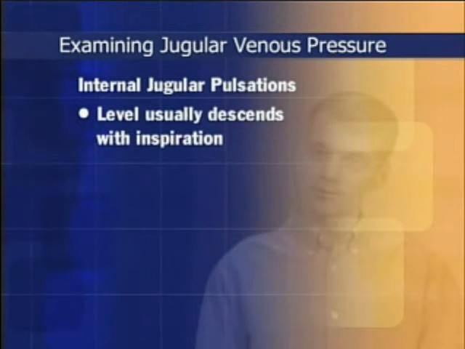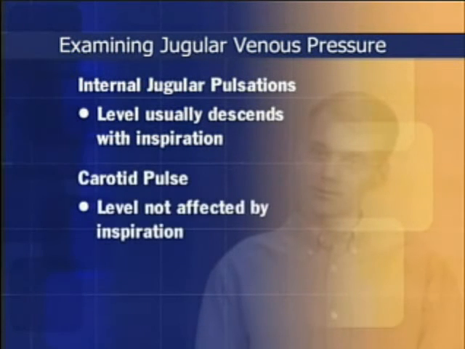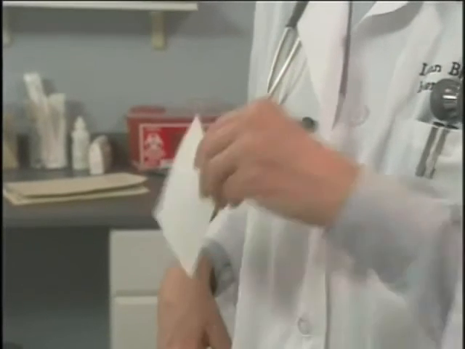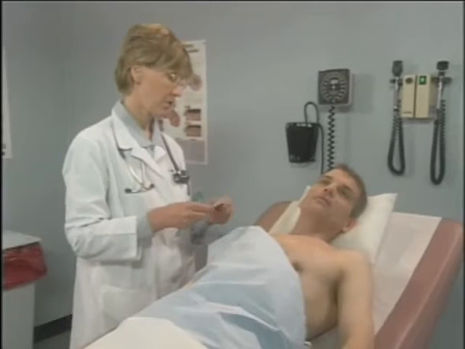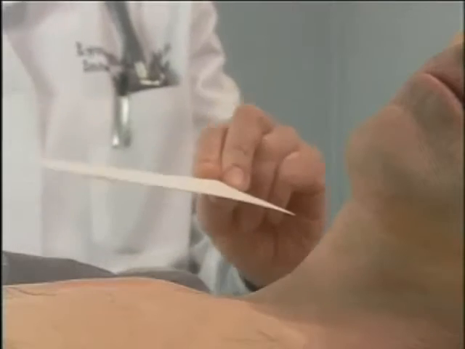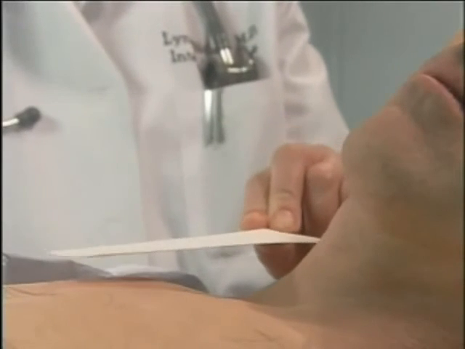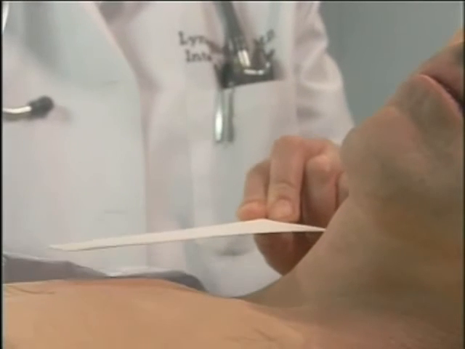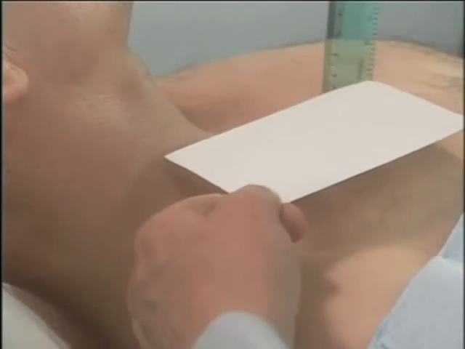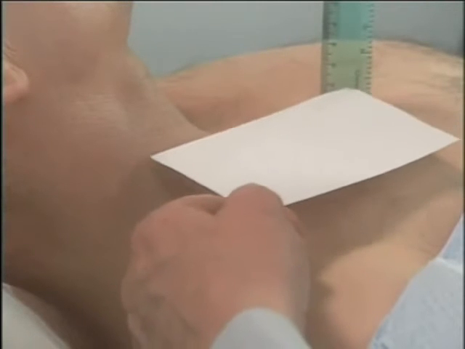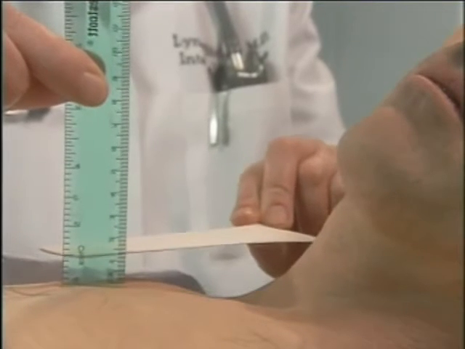Finally, the level of internal jugular pulsations usually descends with inspiration, whereas the carotid pulse is not affected by inspiration. Measure the oscillation point of pulsation in the right internal jugular vein using the following technique. Extend an elongated rectangular object, such as a 3x5 card, from the meniscus point of pulsation, while extending a centimeter ruler vertically from the sternal angle, making a right angle.